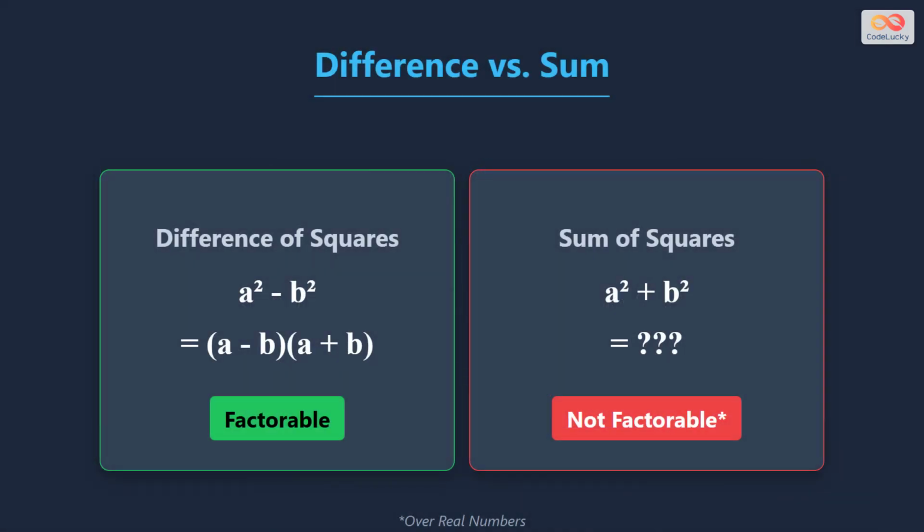First, let's recall what we know. On the left, we have the difference of squares, a squared minus b squared. This factors beautifully into a minus b times a plus b, but on the right, when we change that minus to a plus, the rule breaks. The sum of squares is considered prime, meaning it cannot be factored using real numbers.